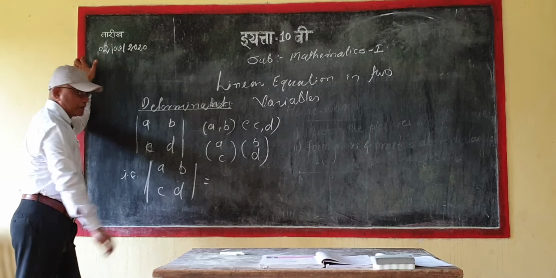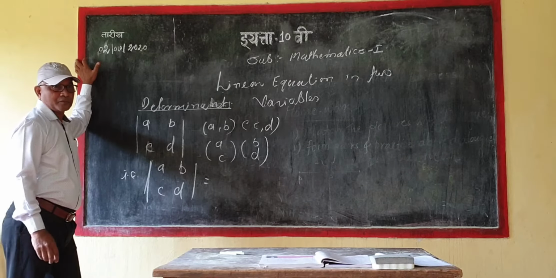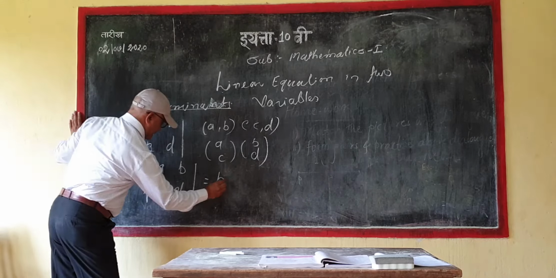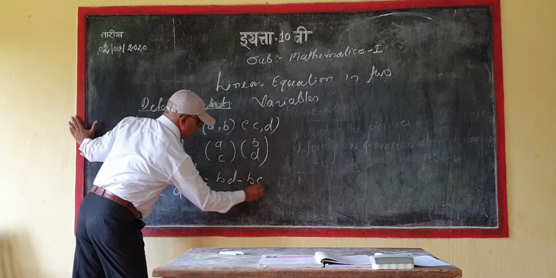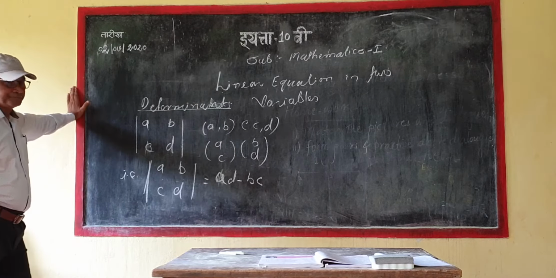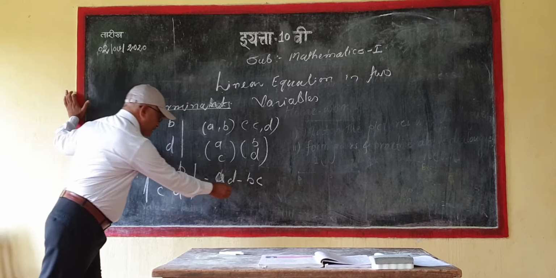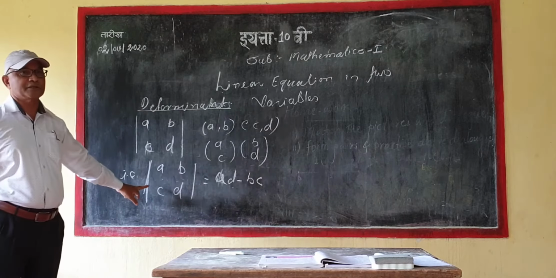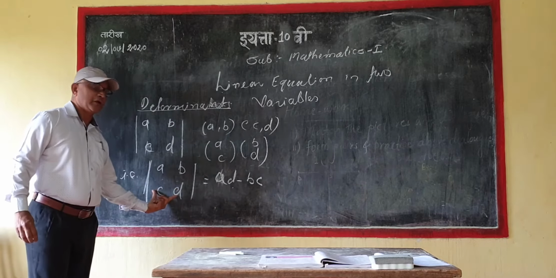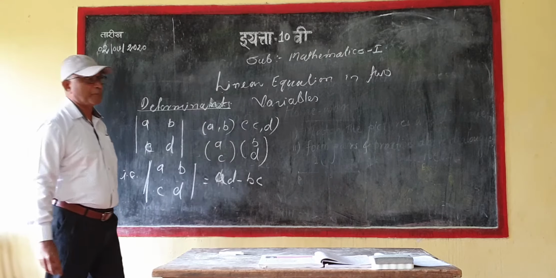आपण जर क्रॉस मल्टिप्लिकेशन केलं, when we cross multiply, AD minus BC. The value of this determinant is AD minus BC. या पद्धतीने आपण याची व्हॅल्यू, या डिटर्मिनंटची व्हॅल्यू आपण काढू शकतो.